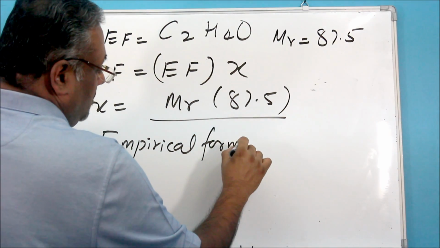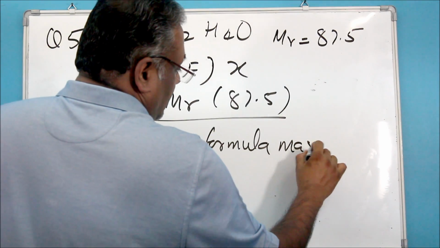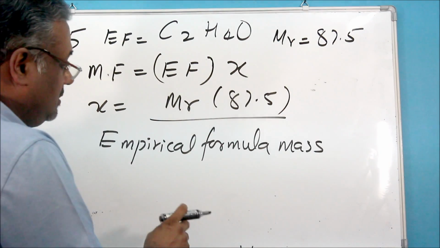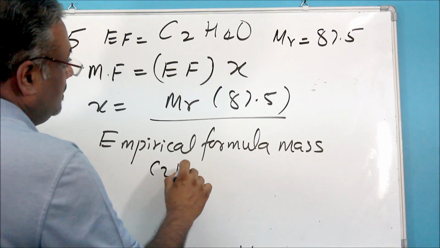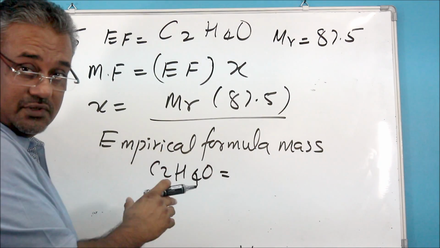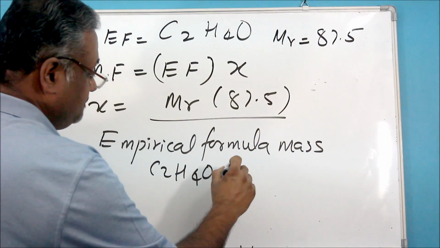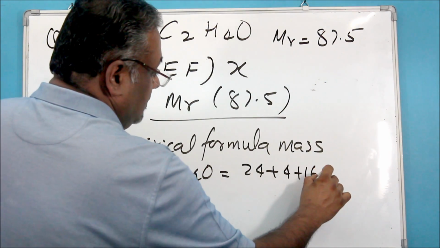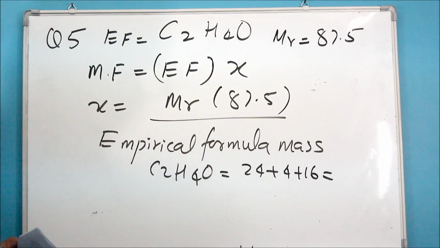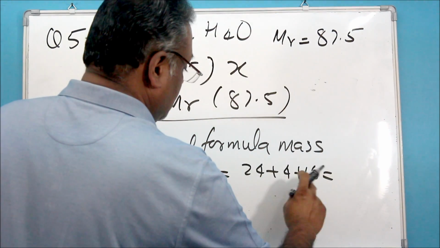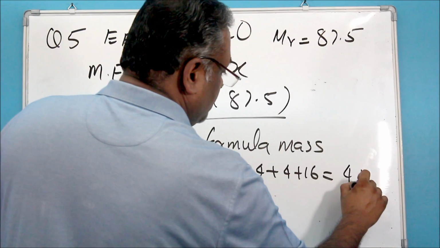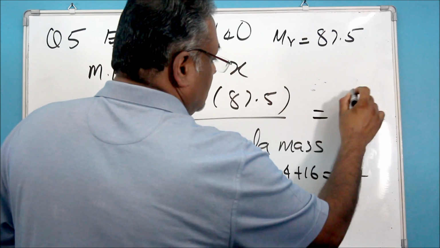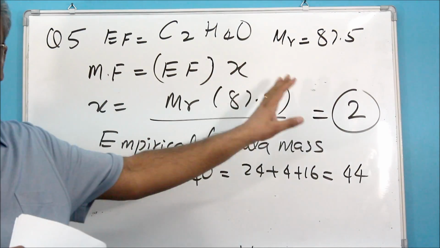Empirical formula mass. The empirical formula mass is the one that you calculate using the empirical formula, which is C2H4O. So you basically use the periodic table to find the value here, which is 2 times 12, which is 24, plus 4 plus 16, and that gives you 44. And then you put that value here, which gives you the value of X close to 2.